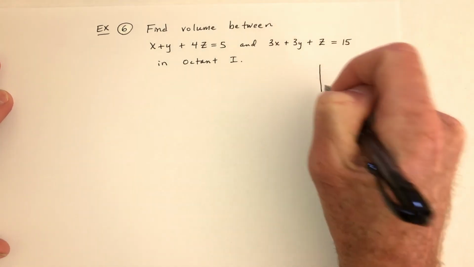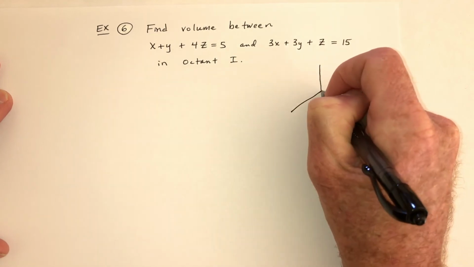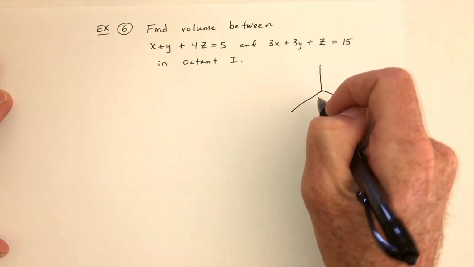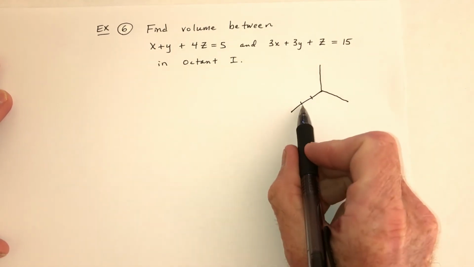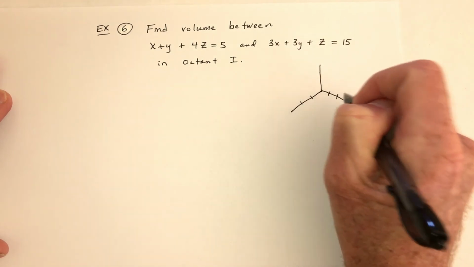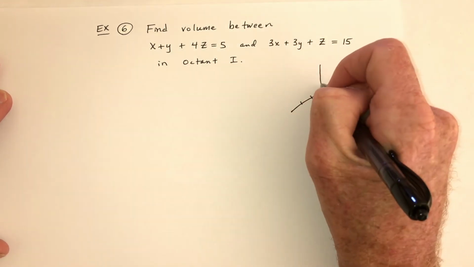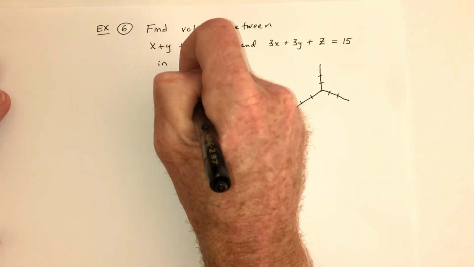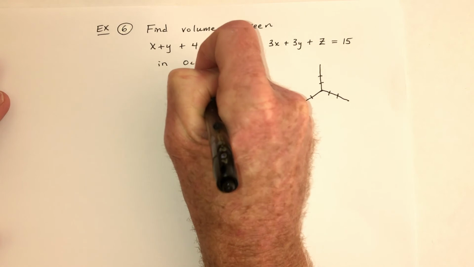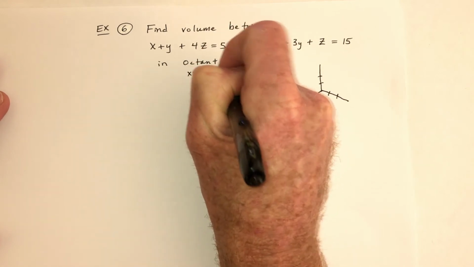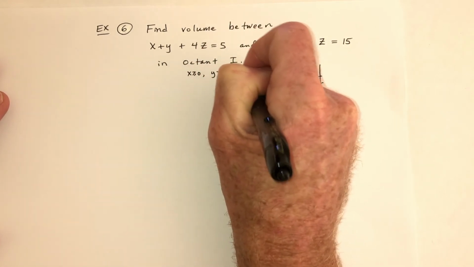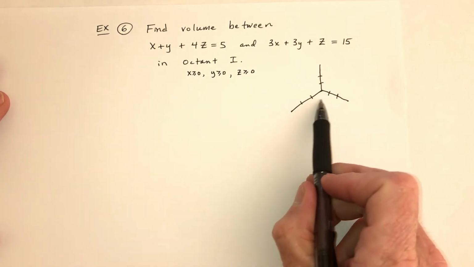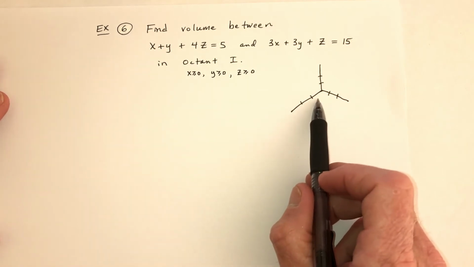Well, octant 1, first of all, means over here, x is positive, over here, y is positive, and up there, z is positive. So in other words, x is bigger than or equal to 0, y is bigger than or equal to 0, and z is bigger than or equal to 0. So this is the first octant. So we're only finding that part right there.